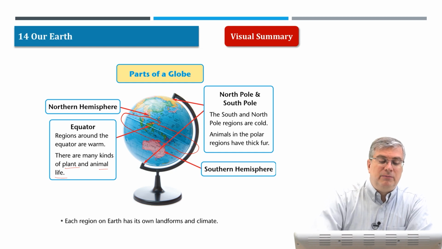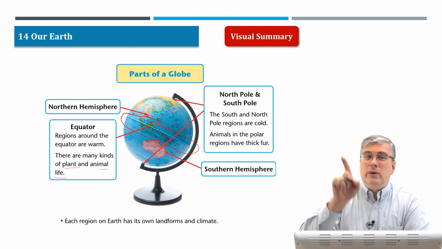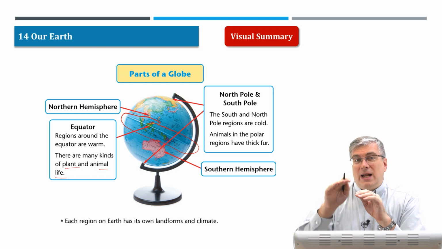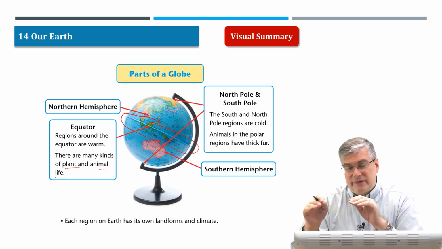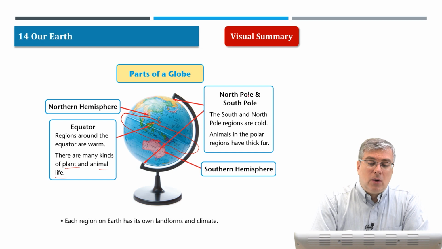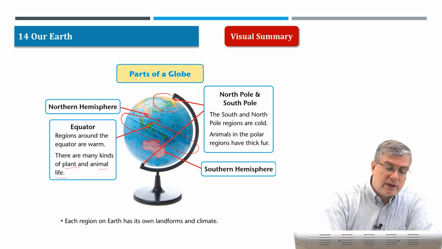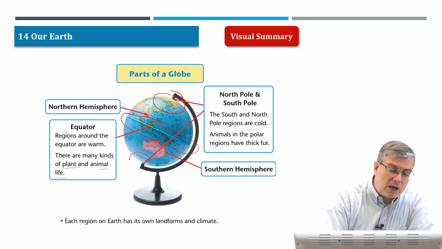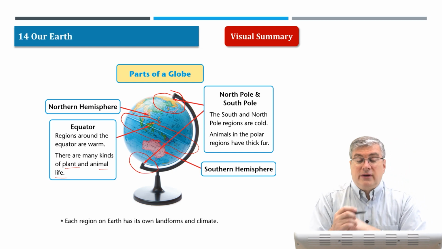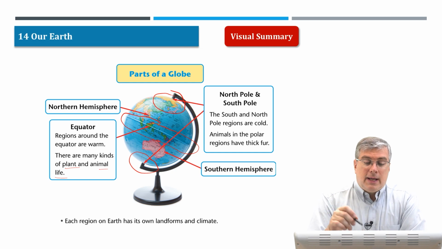There are many kinds of plant and animal life. The further north you go, the number of animal species declines, okay? North and South Pole. The North and South Pole regions, we're talking about these areas. These are the North Pole and the South Pole regions. Of course, they're very cold, right?